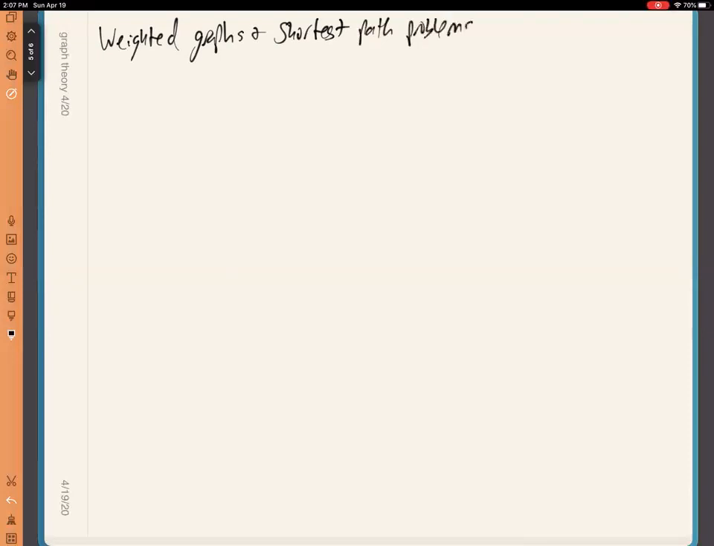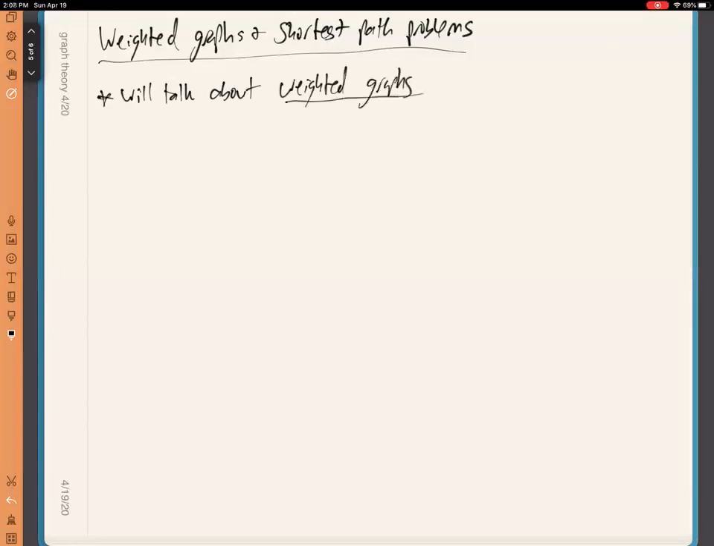Right, so we'll still be talking about paths through graphs, but in maybe a slightly different way. Right, and so what is a weighted graph? Well, there are a few ways to define weighted graphs.